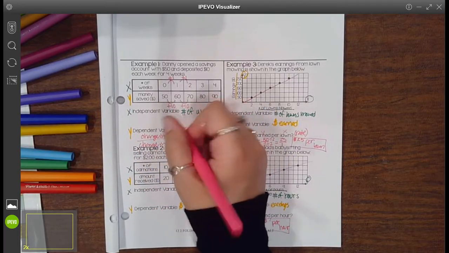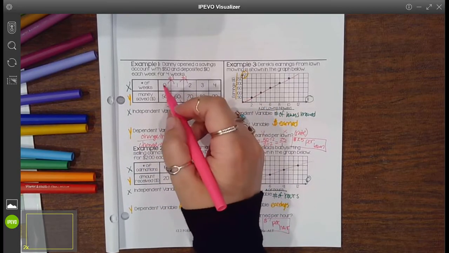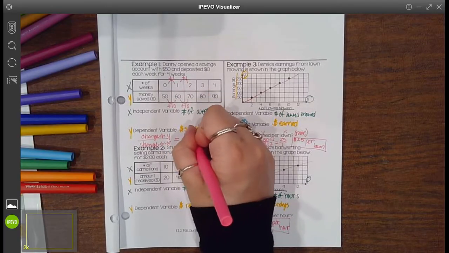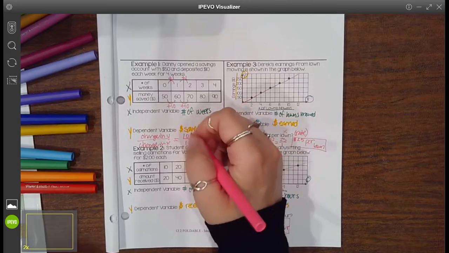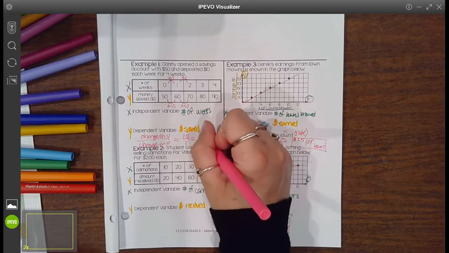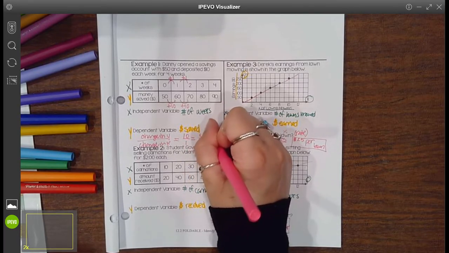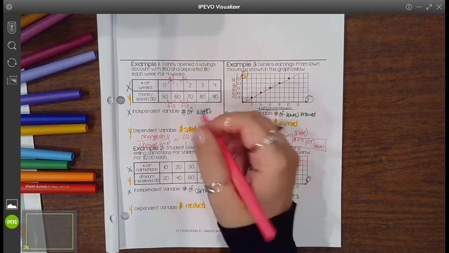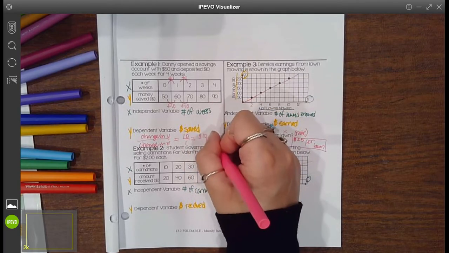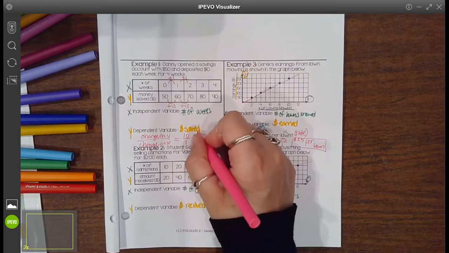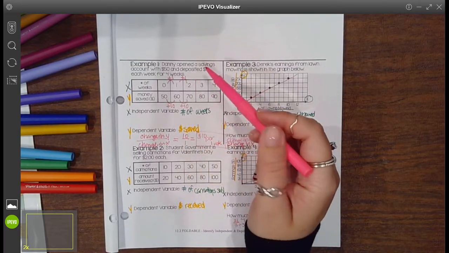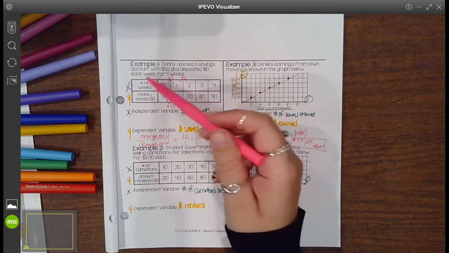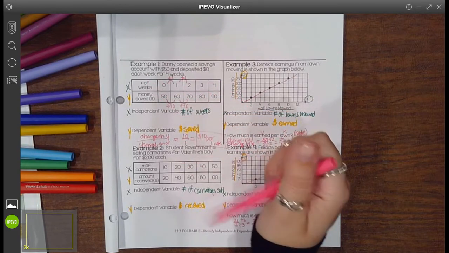Well, Y went up by 10 every time X went up by 1. So it's $10, because that's what Y was talking about, per 1. What's X talking about? The number of weeks. And that would be your rate for this problem, $10 per week. And hey, that's what it was talking about. It says as a rate of $10 per week.